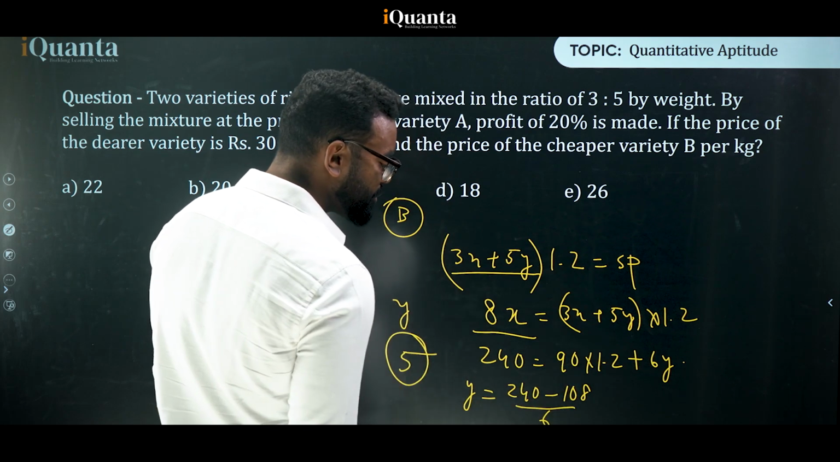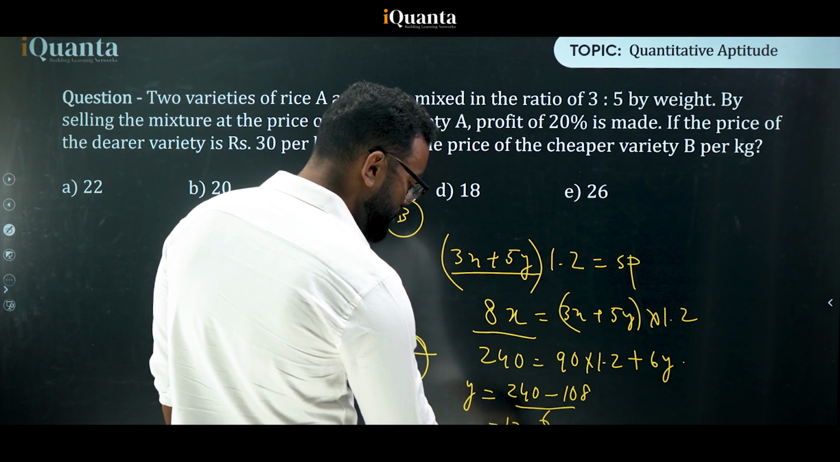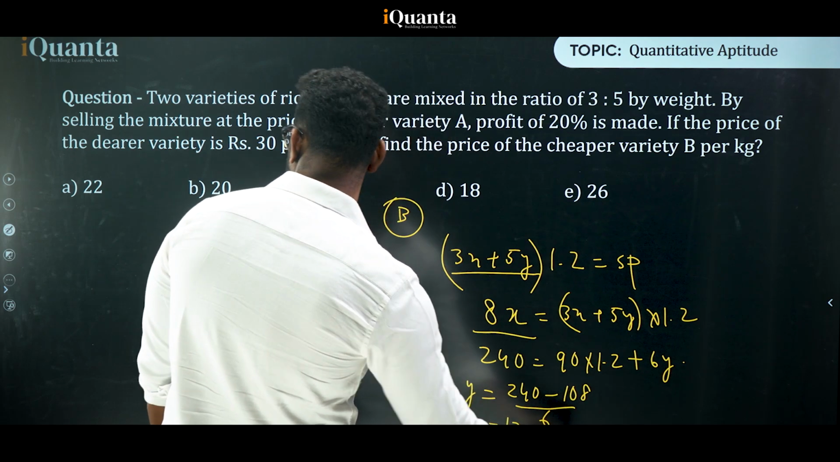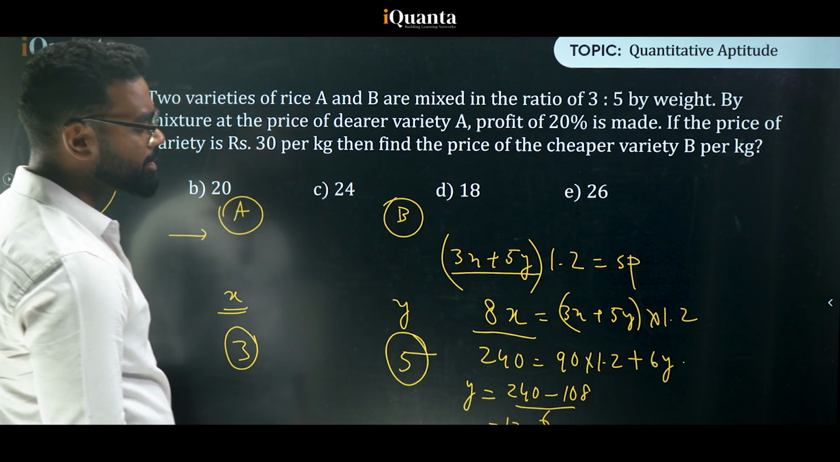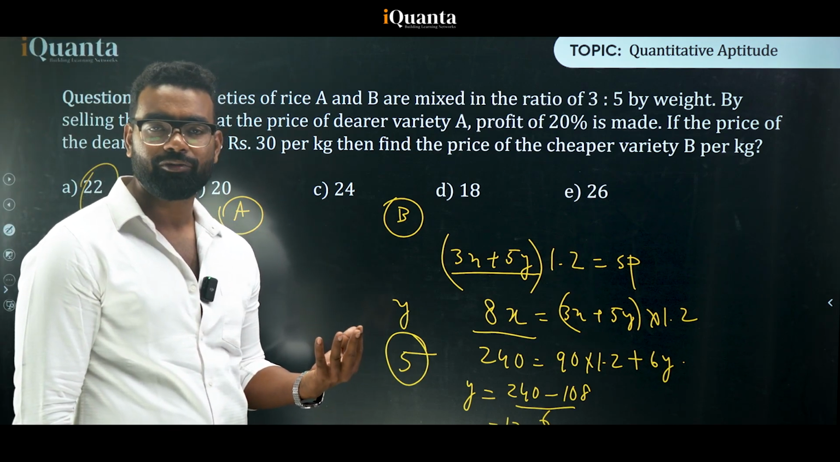So what is Y? Y is nothing but 240 minus 9 into 12, which is 108, divided by 6. So 240 minus 108, how much is that? That is 132 upon 6, which is nothing but 22. So what is the price? The price is 22. So the price of the cheaper variety is 22. This is one way of solving this question. This is a generic method of solving this question.